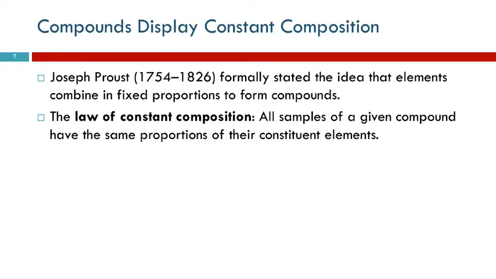So this idea of constant composition, definite proportions, came up back in the late 1700s. Joseph Proust was the first one to formally state this idea, that elements combine in fixed proportions. So that's called the law of constant composition. All samples of a given compound have the same proportions of their constituent elements.